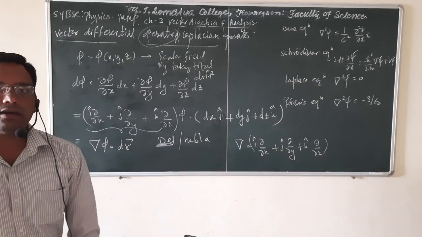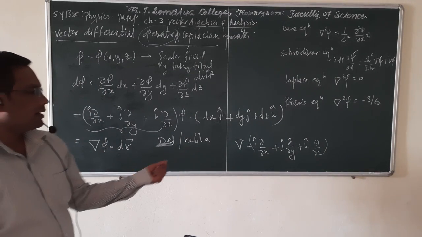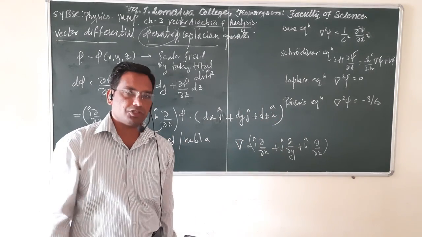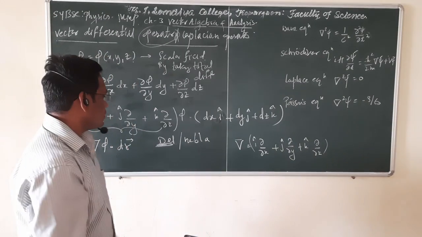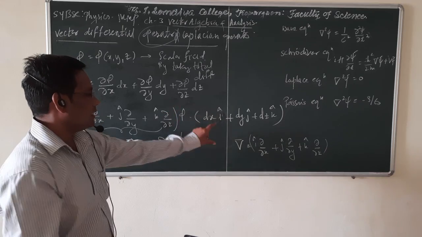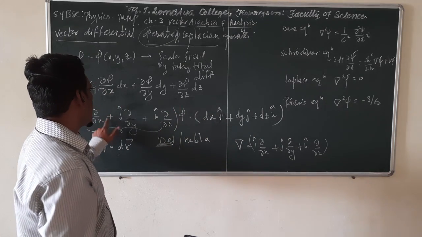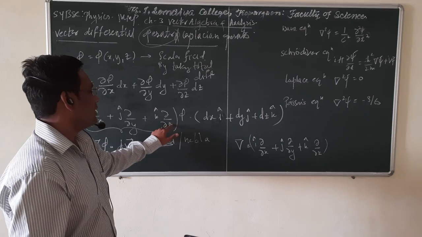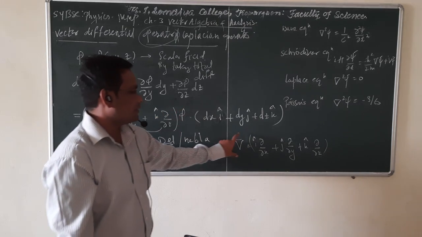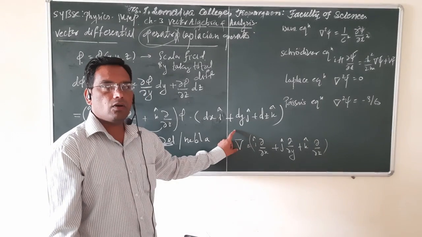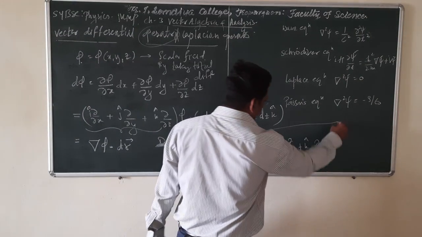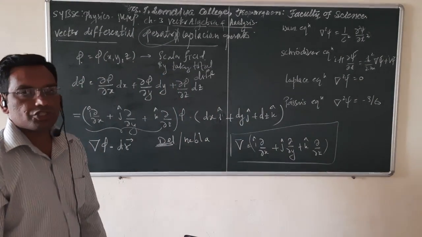Operator means what? When we operate this del operator on another function, it produces a totally different function. Suppose you operate del on this function phi. You will get ∂phi/∂x i cap, ∂phi/∂y j cap, ∂phi/∂z k cap, which is different from phi. In this way we call del an operator. So remember this definition of the vector differential operator.